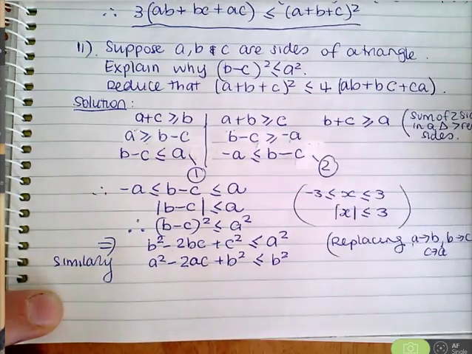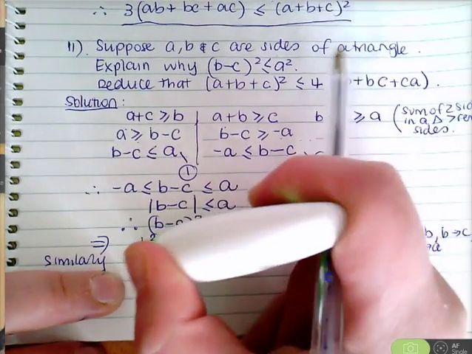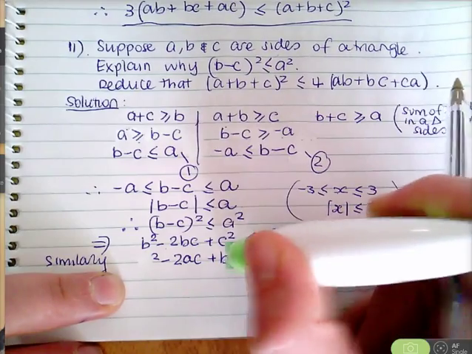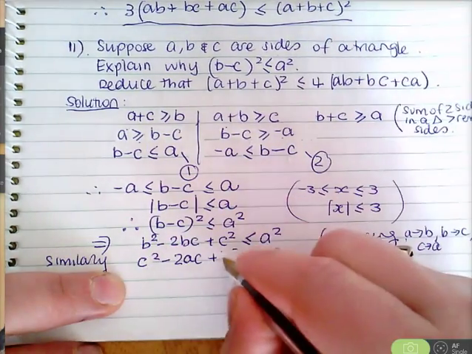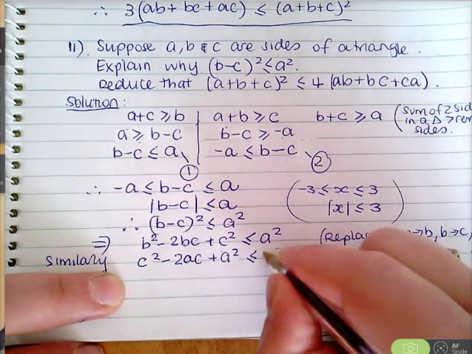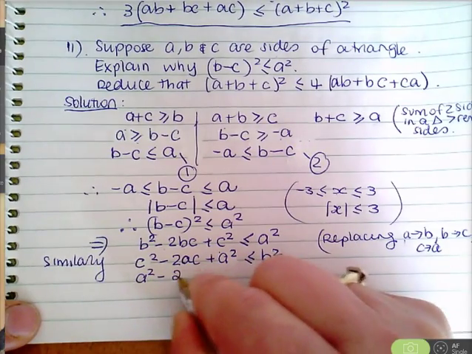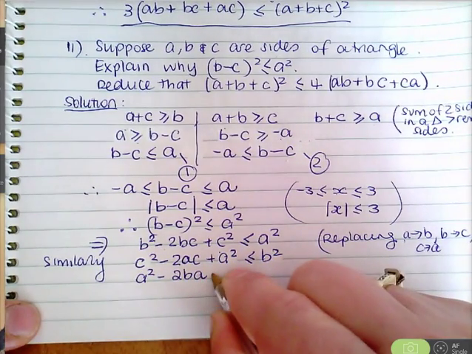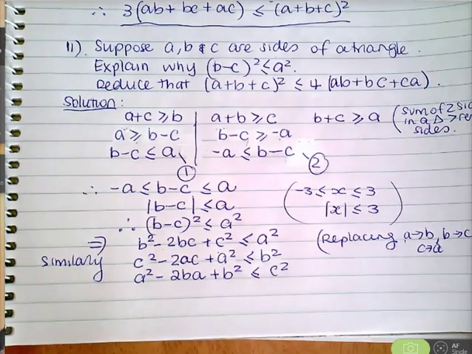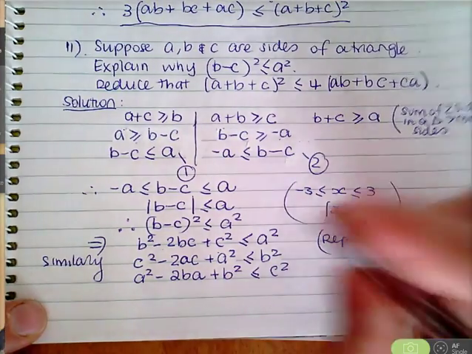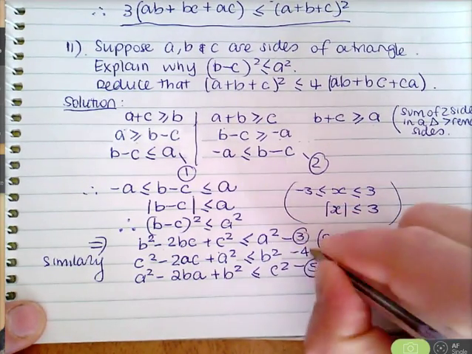Okay, now we've done this sort of thing before. Sorry, I've just done that wrong, so I'll just fix that. So we've got C squared minus 2AC plus A squared is less than or equal to B squared. And here we've got A squared minus 2AB plus B squared is less than or equal to C squared. Okay, so we'll just label these equations. I'll call that 3 and 4 and equation 5.